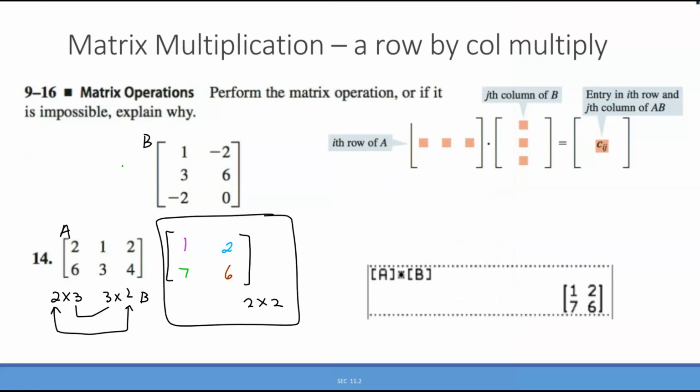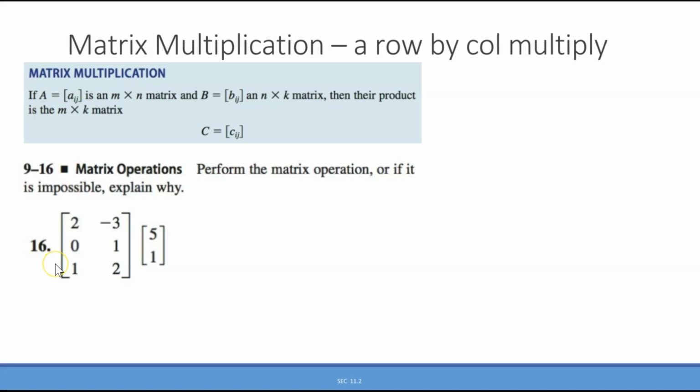Okay, so let's go on to our next example. We check our sizes, and we did on this one already, but let's go ahead and review. We have a 3 by 2 matrix. We have a 2 by 1 matrix. These are equal, so that means our result is going to be a 3 by 1 matrix.